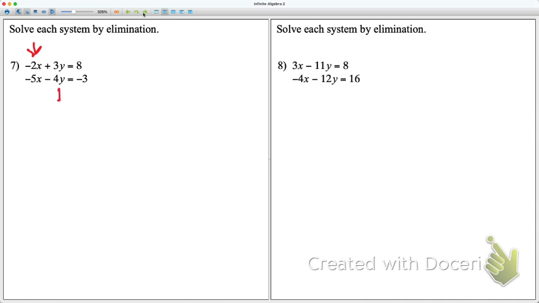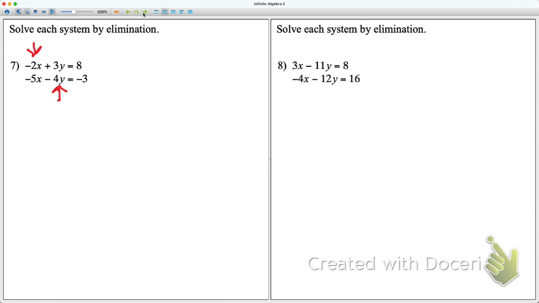What if I wanted to get rid of the y's? Maybe 4 and 3. Why would I pick the y's rather than the x's? Because the y's are already negative and positive. Gerhard is correct. One y is already negative and one is already positive, so I don't have to worry about multiplying by a negative. Do we sometimes mess that up when we multiply by negatives? Yeah.